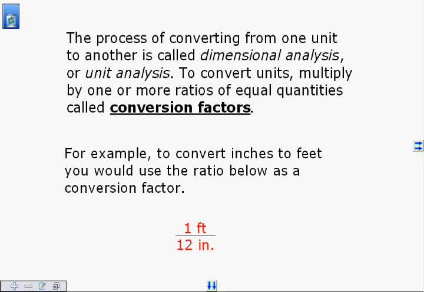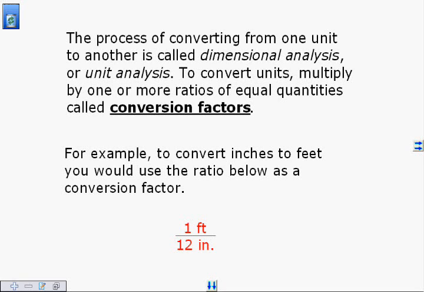Okay, so now we're going to talk about dimensional analysis. The process of converting from one unit to another is called dimensional analysis or unit analysis. To convert units, multiply by one or more ratios of equal quantities called conversion factors. For example, to convert inches to feet, you would use the ratio below as a conversion factor.